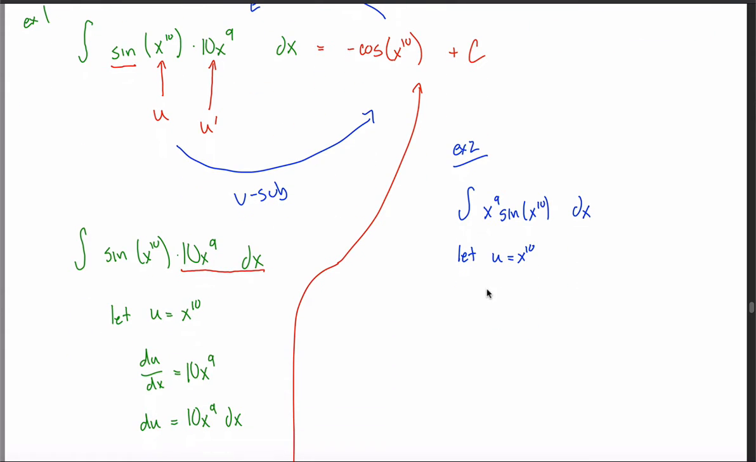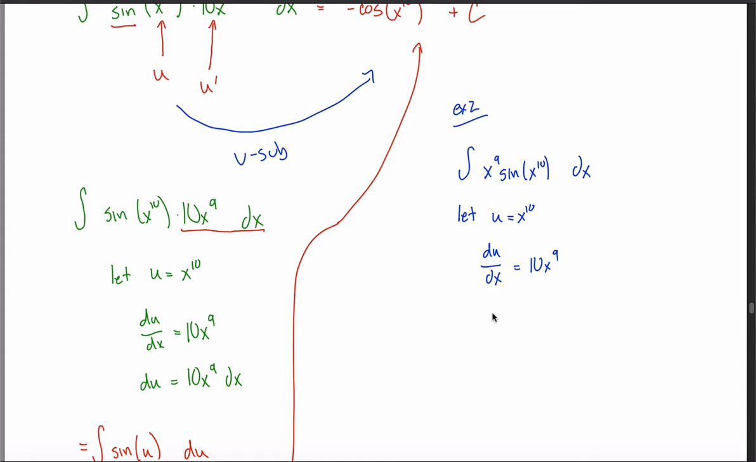What's your next step the minute you determine that u is x to the 10th power? Well, we're going to need to know the derivative. Du over dx, the symbol I've been using for the derivative of u, is 10x to the 9th power. Oh, but now all of a sudden I can treat this as a fraction and just say that du is 10x to the 9th times dx. I can multiply both sides of the equation by dx.